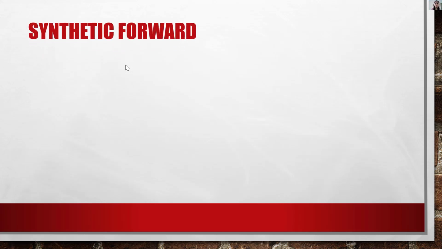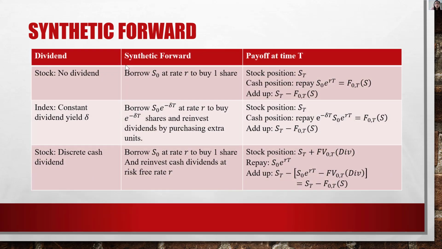All right, now synthetic forward. Now let's look at the synthetic forward from the underlying stock and risk-free assets by identifying arbitrage opportunities when the synthetic forward price is different from the market forward price. Here we got 3 types of dividends, right? The stock that has no dividend, the index with a constant dividend yield delta, and the discrete cash dividend.